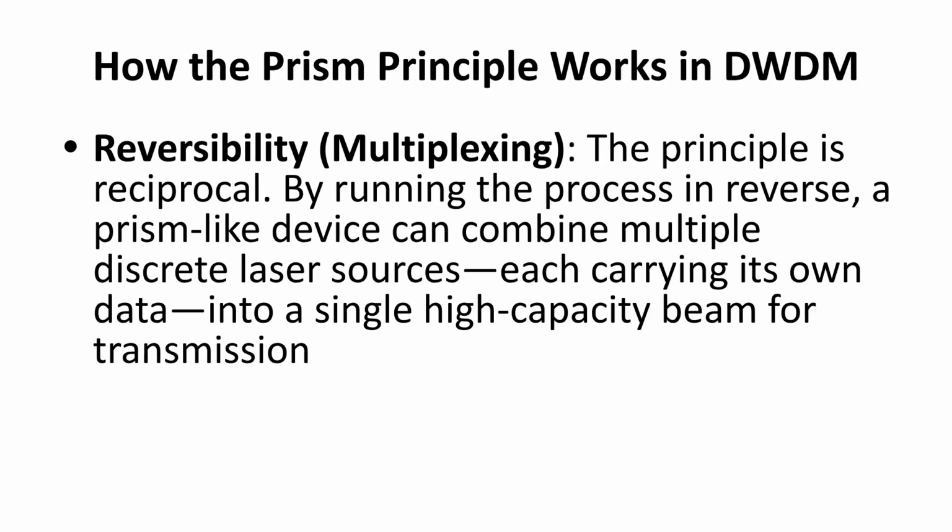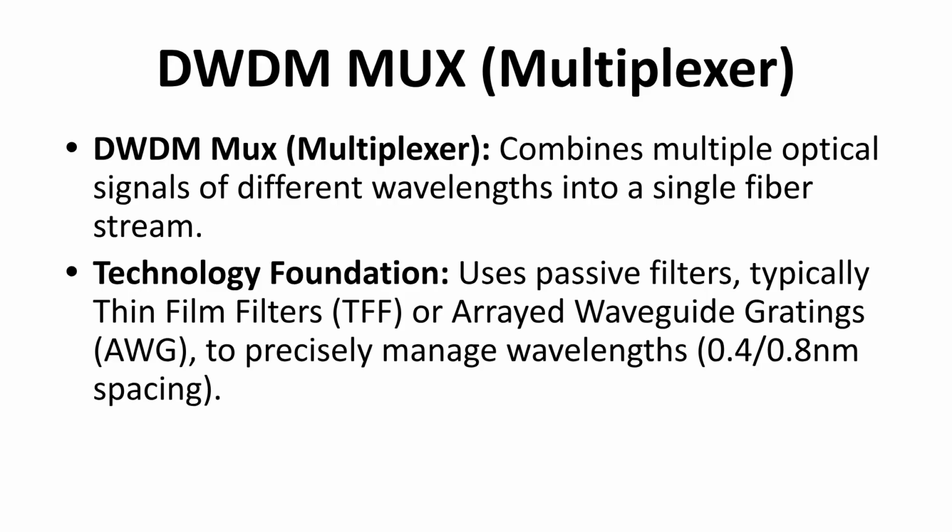The reversibility principle is also key to multiplexing. A prism-like device can combine multiple discrete laser sources, each carrying its own data, into a single high-capacity beam for transmission. The DWDM multiplexer combines multiple optical signals of different wavelengths into a single fiber stream.